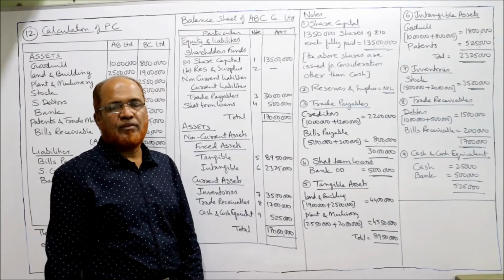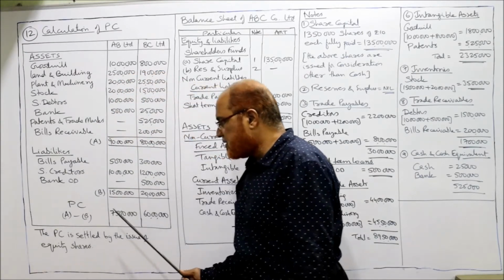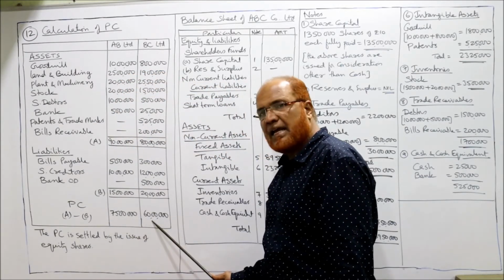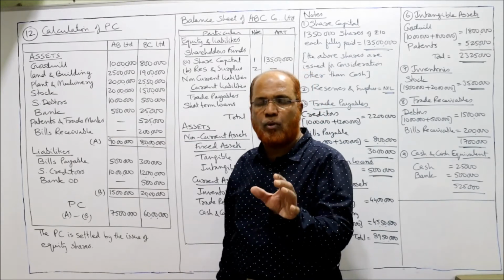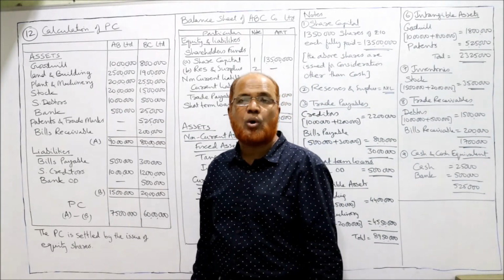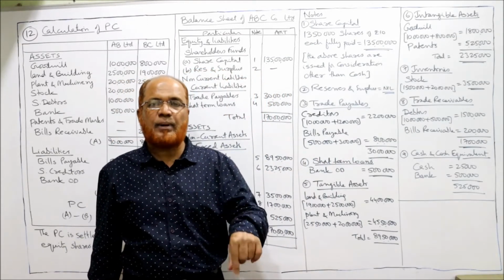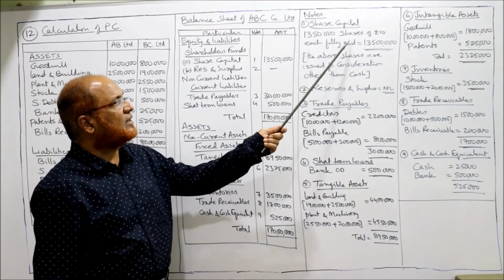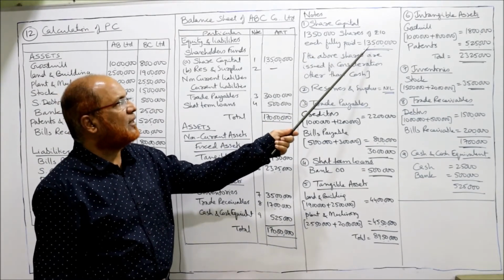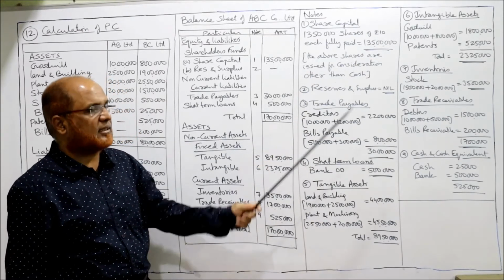13,50,000 shares. 1 crore 35 lakh. If you add up both, 75 lakh plus 60 lakh, you will get 1 crore 35 lakh. So 1 crore 35 lakh divided by 10 is 13 lakh 50,000. So 13 lakh 50,000 equity shares of 10 each fully paid, 1 crore 35 lakh. The above shares are issued for consideration other than cash.